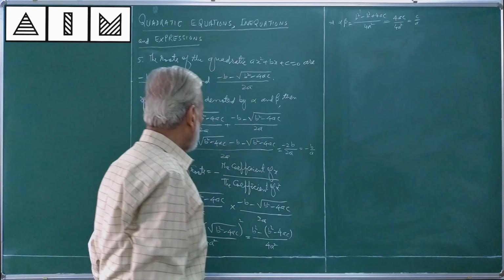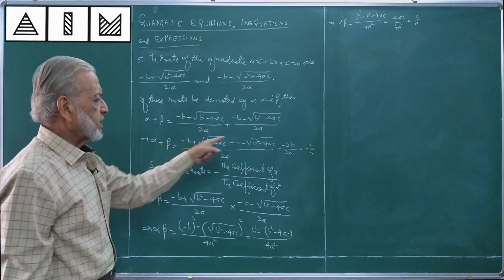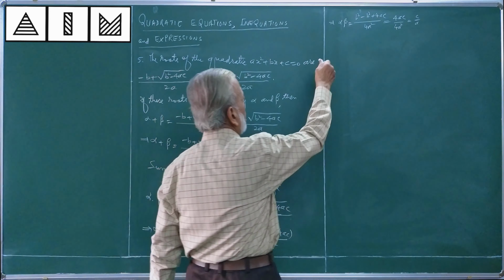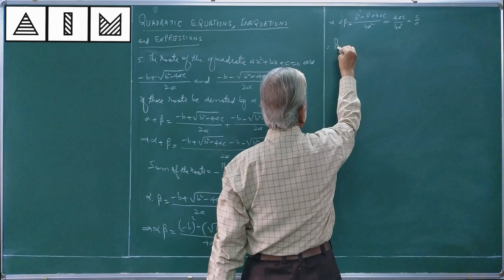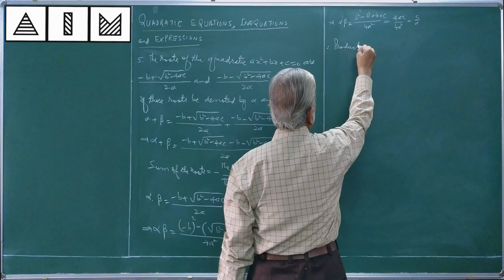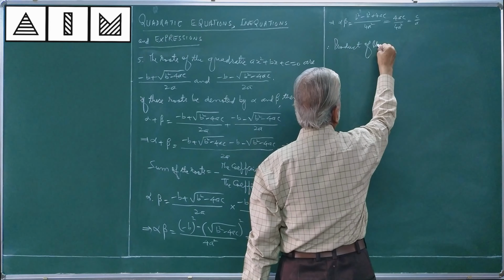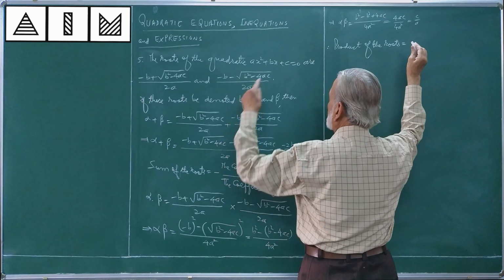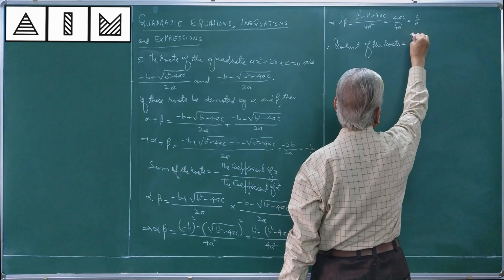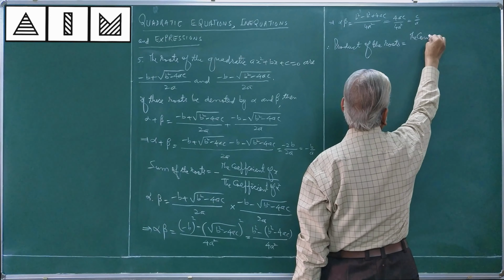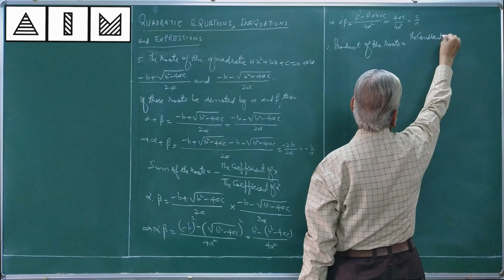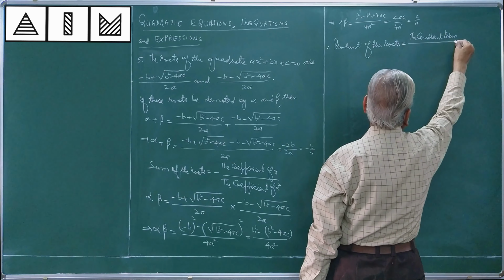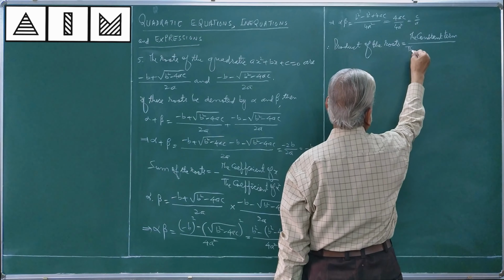Further it goes to c by a. So we have just now seen sum of the roots minus b by a, product of the roots c by a. I am writing now. The constant term c not containing x divided by the coefficient of x square.